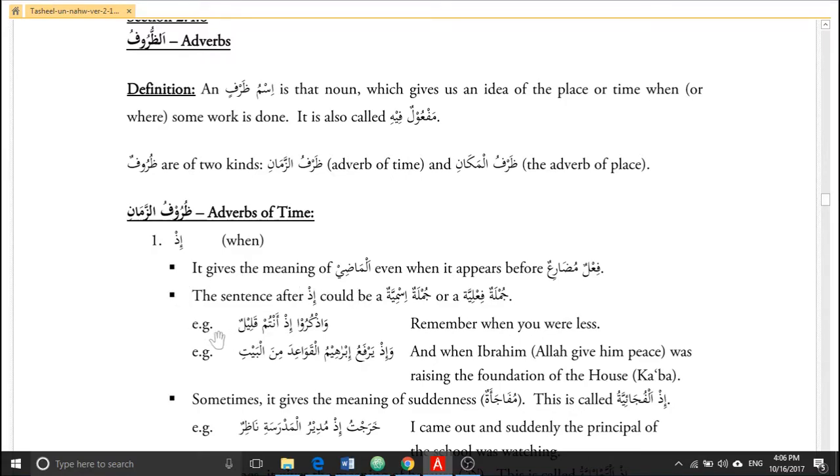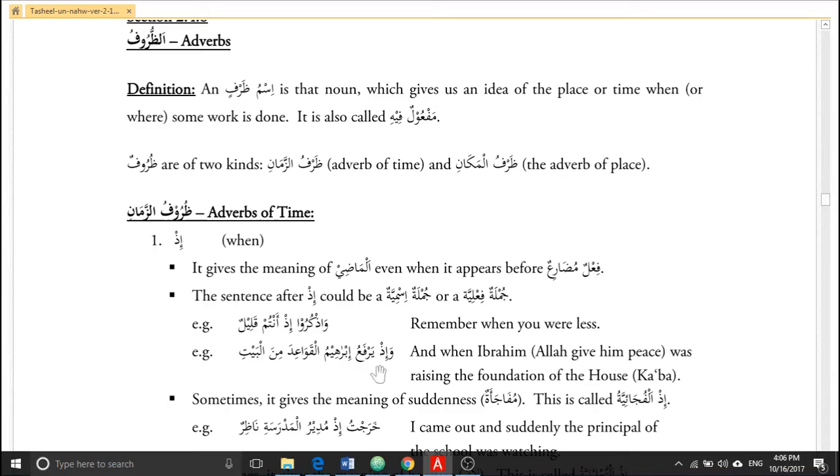For example, واذكروا إذ أنتم قليل. So واذكروا, and remember, إذ أنتم قليل, when you were less. See, the إذ is taking the sentence in the past tense. So واذكروا إذ أنتم قليل, and remember when you were less.